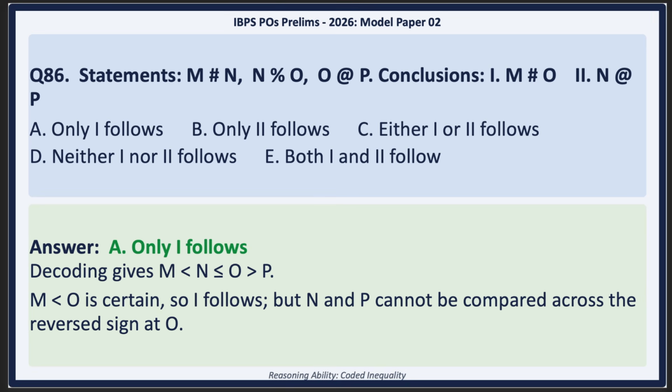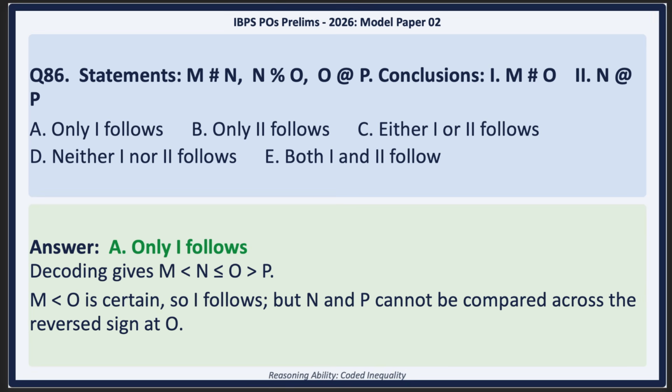It asks if M is less than O. Yes, the signs all point the same way, but then it asks if N is greater than P. Oh, and here we hit the logical wall? Exactly. Look at the chain between N and P. N connects to O and O connects to P, but the signs point in opposite directions. Right. N is less than or equal to O, but O is greater than P. When the signs reverse like that, it's like a bridge collapsing. You simply cannot compare N and P based on this information. You have absolutely no idea which one is bigger. So only the first conclusion follows.